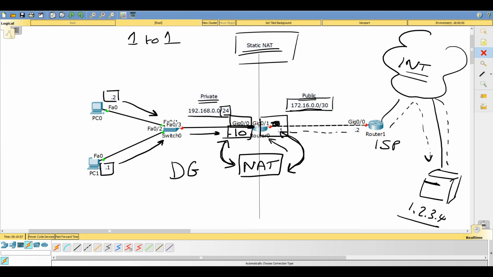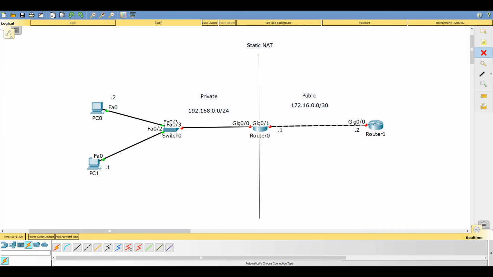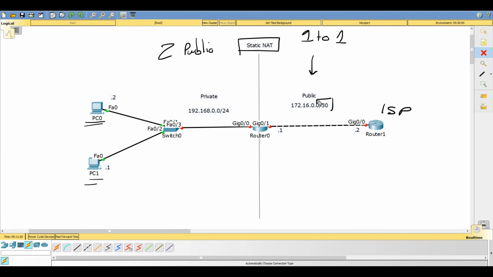Now, one of the limitations we can already see with the design relates to how many IP addresses we actually have. So you can see static NAT is 1-to-1. So we need, in this case, 2 PCs to use static NAT. We need 2 public addresses. But if you look at what's happened over here, our ISP has sure enough given us a /30, which we know is 4 IPs, 2 usable.